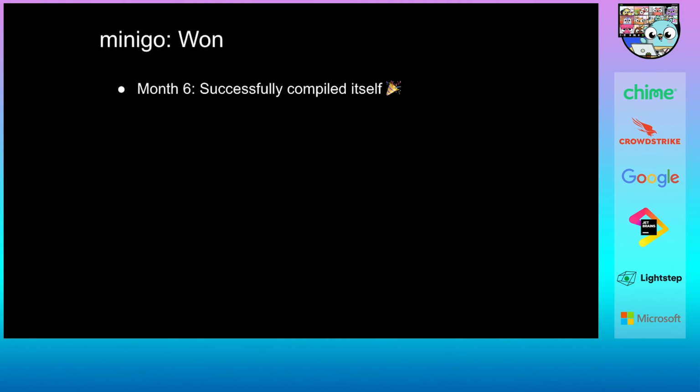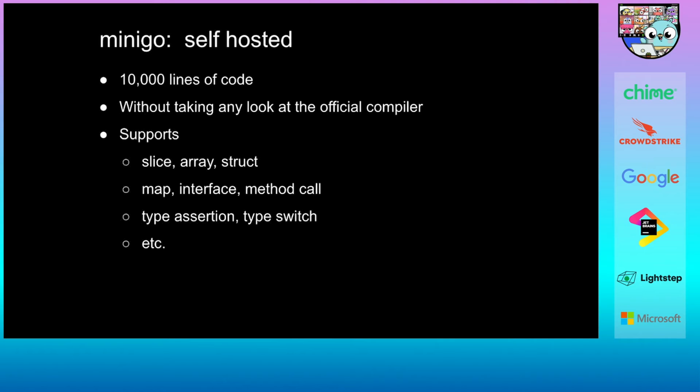Finally, in 6 months, I won. My compiler successfully compiled itself. Minigo is self-hosted with 10,000 lines of code, and I did it without taking any look at the official compiler. Minigo supports slice, array, struct, map, interface, method call, type assertion, type switch, etc.